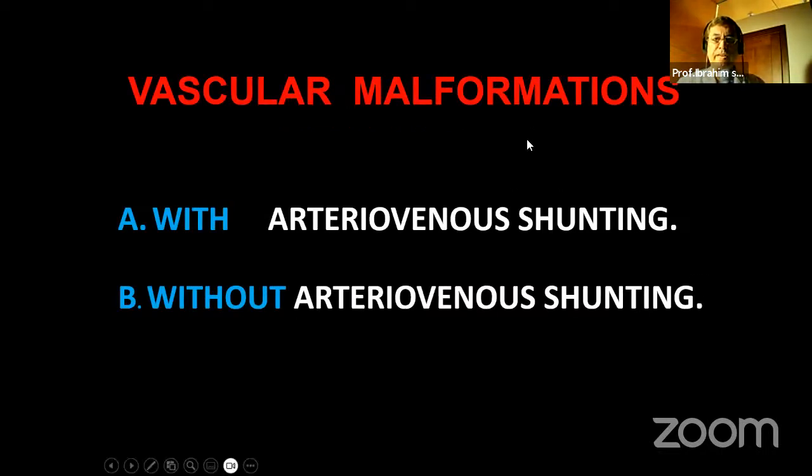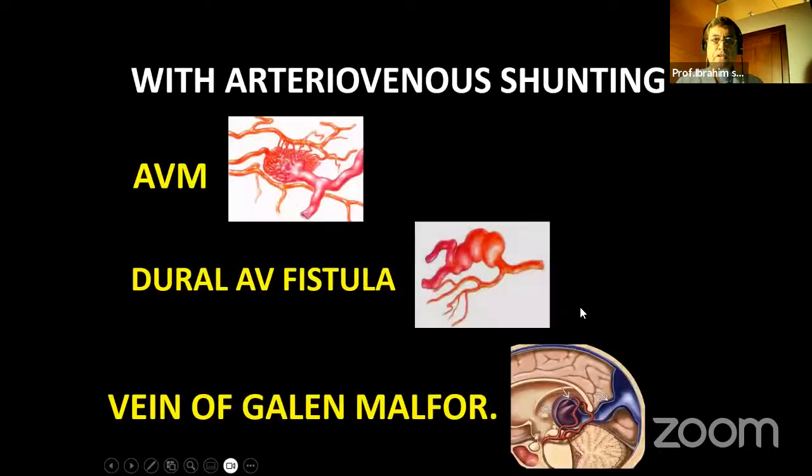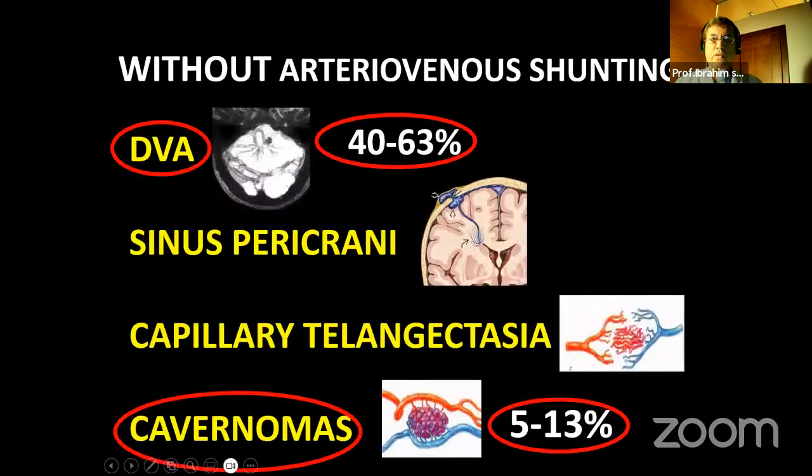And vascular malformations are classified from the functional point of view, either with shunt or without a shunt. Those with a shunt are AVMs, fistula, and vein of Galen malformation. And those without a shunt, i.e., there are no capillaries between the arteries and veins, are DVAs, developmental venous anomaly, sinus pericranii, capillary telangiectasia, and cavernomas. These two, DVAs and cavernomas, are the most common. DVAs, something like 40 to 63%, and cavernomas 5 to 13%.